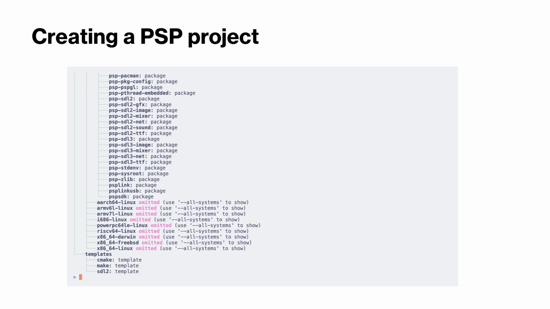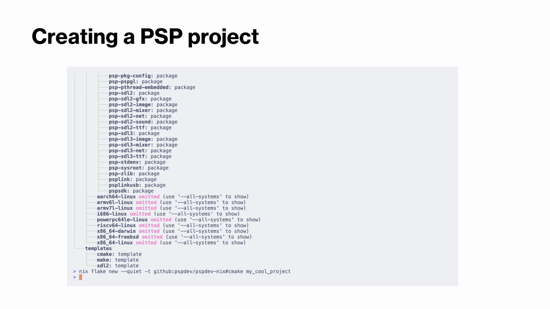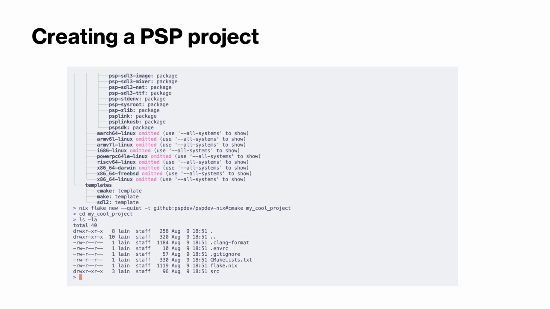To create a new project, we can use one of the templates provided by the flake. After the hash, we can specify what template we want to use in our project. Let's say CMake. And now we can specify a name, and then we can enter its directory. As you can see, our project is now fully initialized.